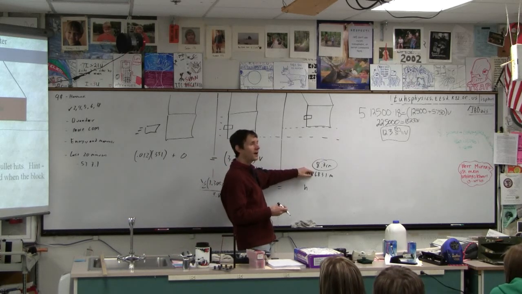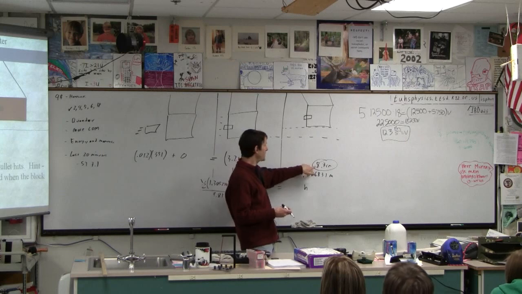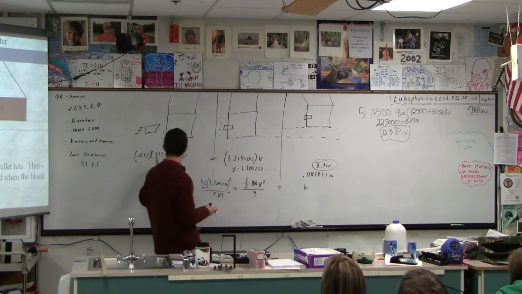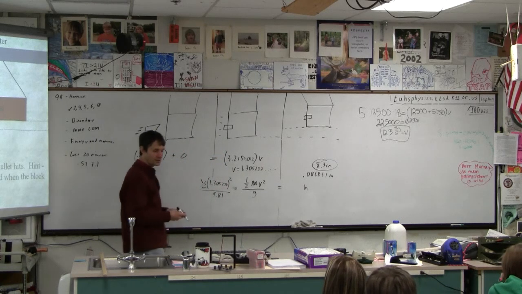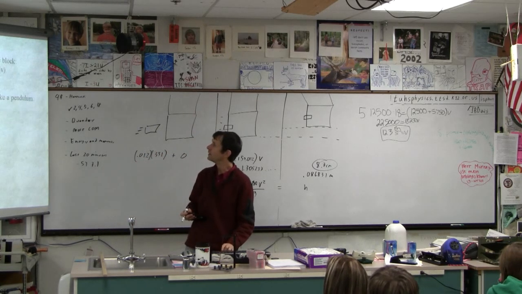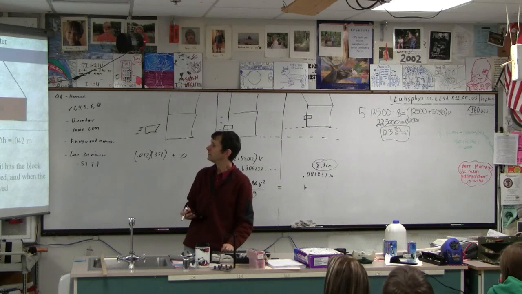Now, this is obviously not what they did. They didn't calculate how high it was going to go. They used how high it went to figure out the velocity of the bullet. So let's do one of those. Oh, look at that, we got the right answer.